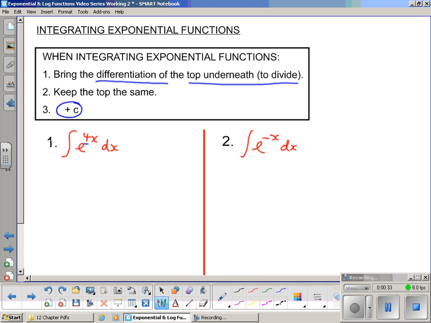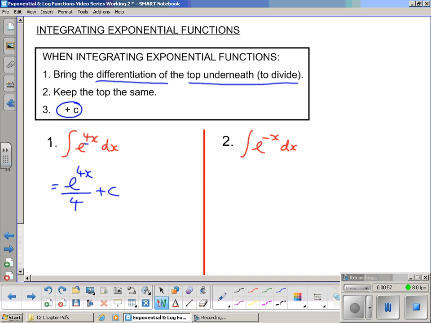If we differentiate the top here, we get 4. So that comes underneath to divide the whole expression. So we get e to the 4x over that 4 plus c. You'll notice the indice of the 4x is still the same as it was in the original part of the question. And that 4, that's the differentiation of the top, has gone underneath and is dividing into the e to the 4x.